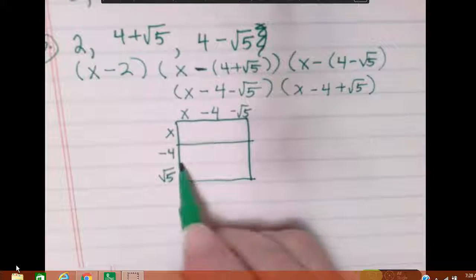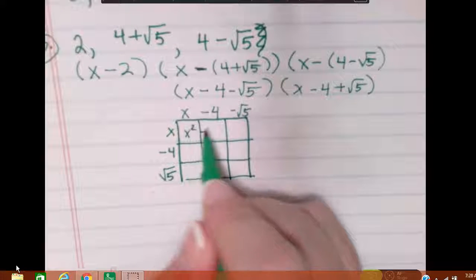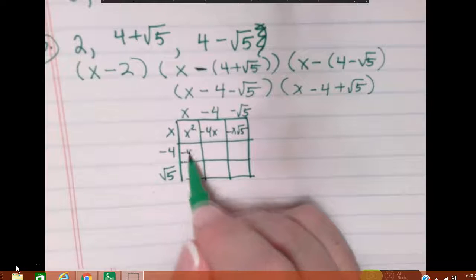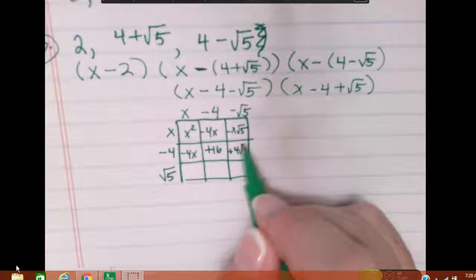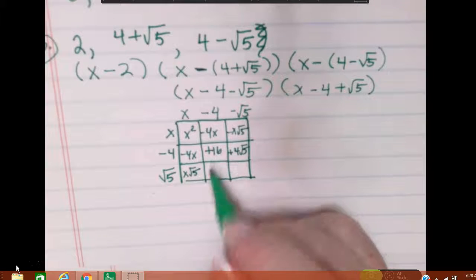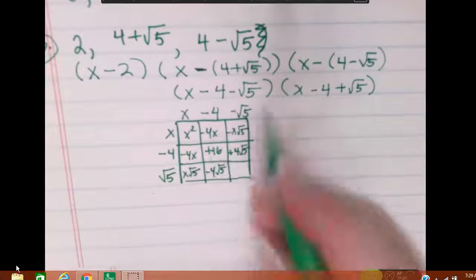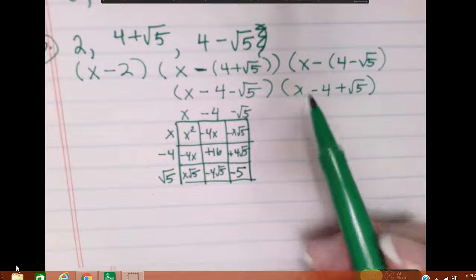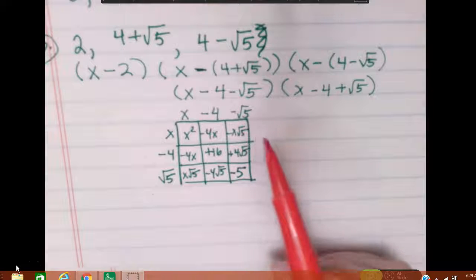And so I'll end up with 9 terms, and some of them will combine. Get x squared minus 4x minus x root 5 minus 4x plus 16 plus 4 root 5, x root 5 minus 4 root 5, and negative, so that's negative. Root 5 times root 5 is just 5. So I've got some things that are going to cancel and some things that are going to combine here.